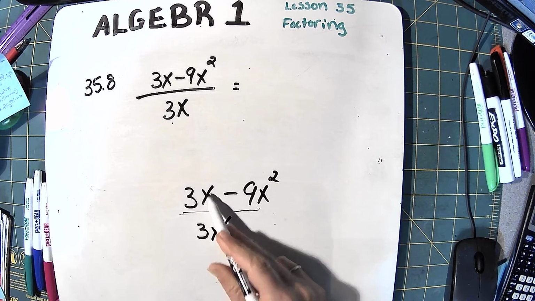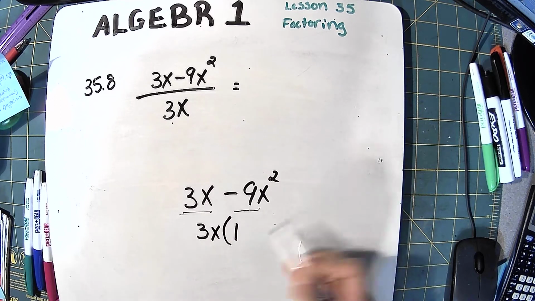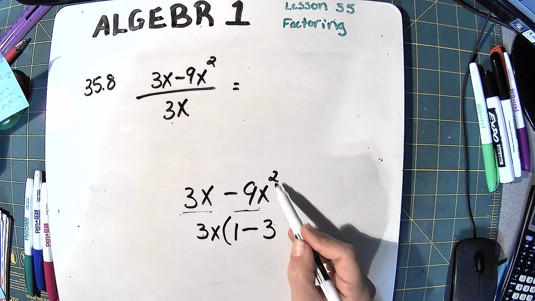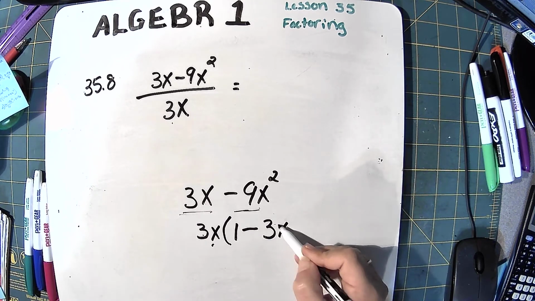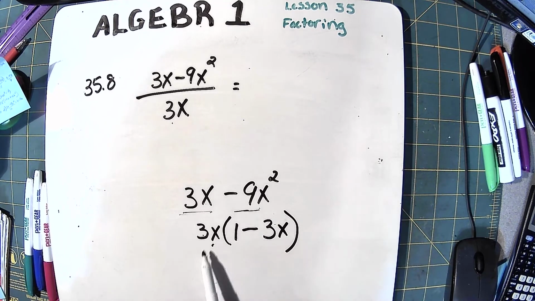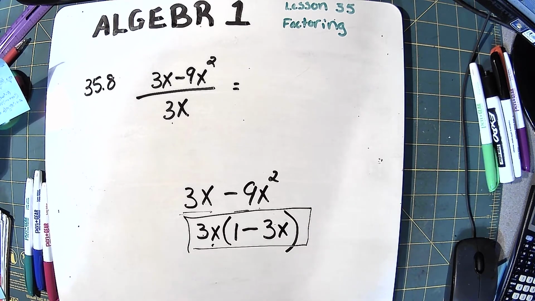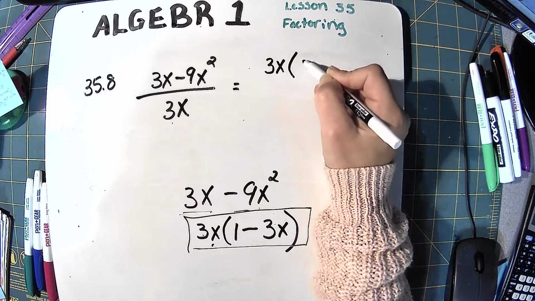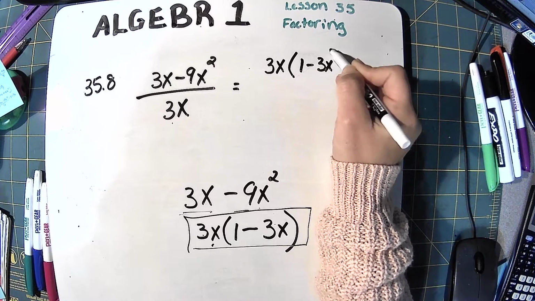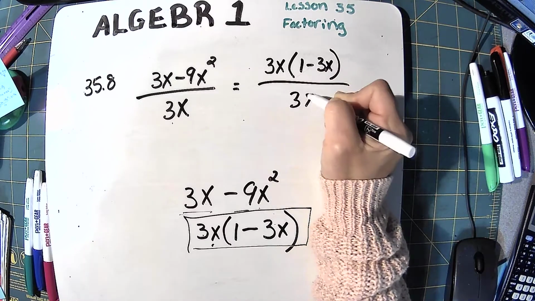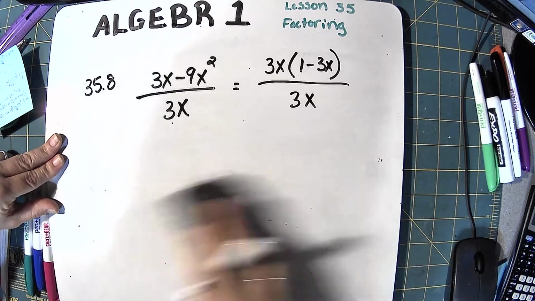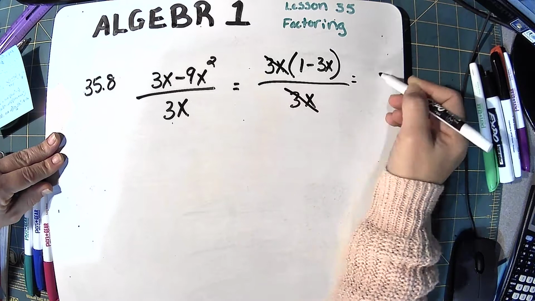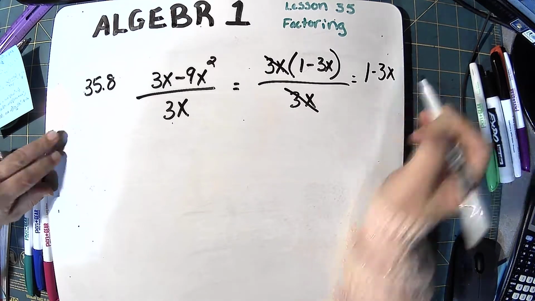And then right here, 3x divided by 3x would be 1. And then 3 goes into 9 3 times. And then this 2 minus 1 would be 1x left. So it ends up being this. This is what we did at the beginning of the lesson. Alright, so we're going to have 3x times 1 minus 3x over 3x. So on that one, now we can cancel our 3x with our 3x, and our answer is 1 minus 3x.